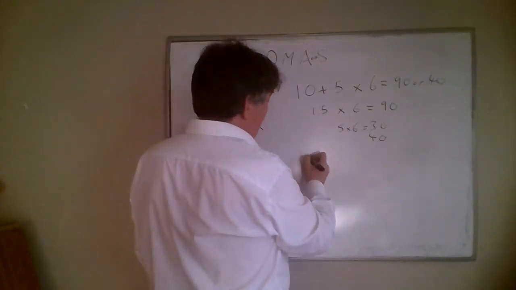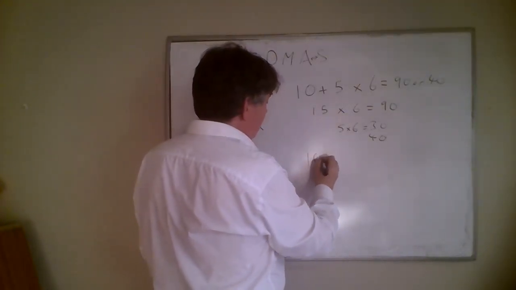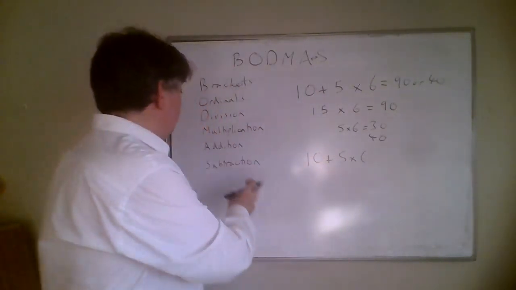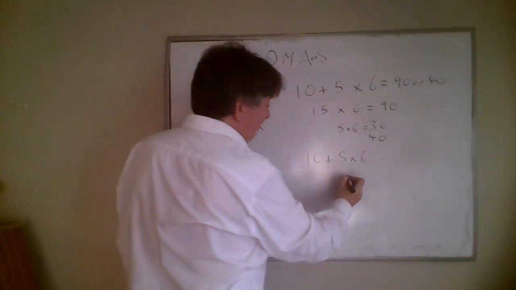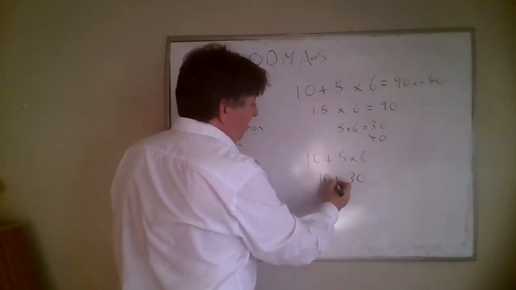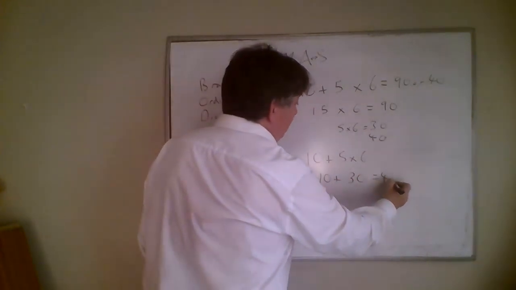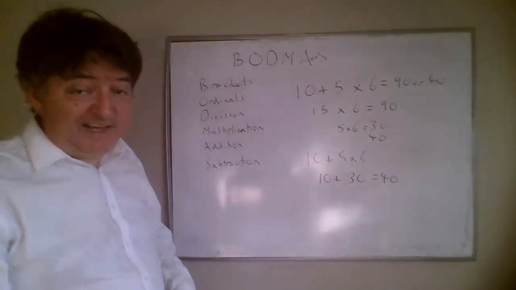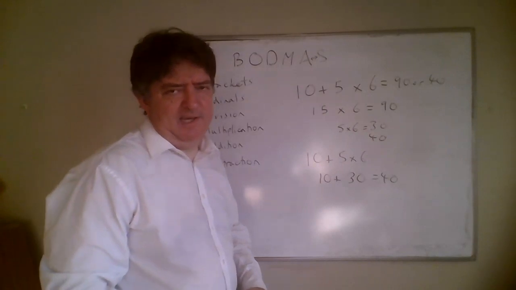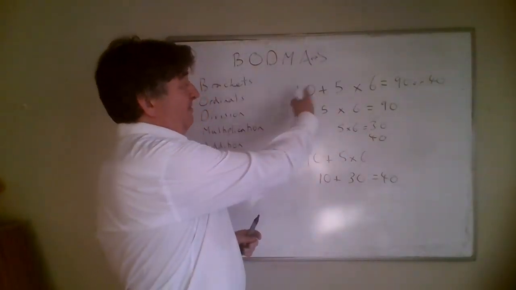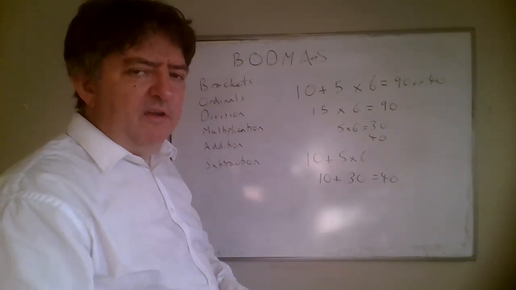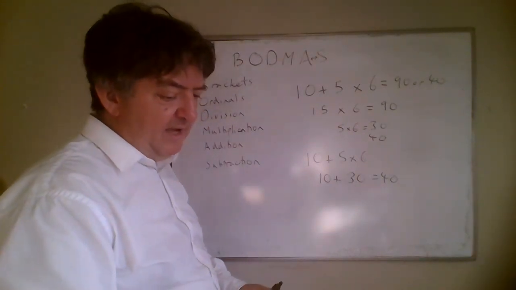Now let's have a look here. So let's go back to this one: 10 plus 5 times 6. We do the multiplication first, that is 30, and then we add the 10 on. So 10 plus 30 equals 40. And that is actually the other way around from how pupils first deal with it. With things, they normally start from left to right. They normally do 15 times 6. So it's good to test with a question of that type.